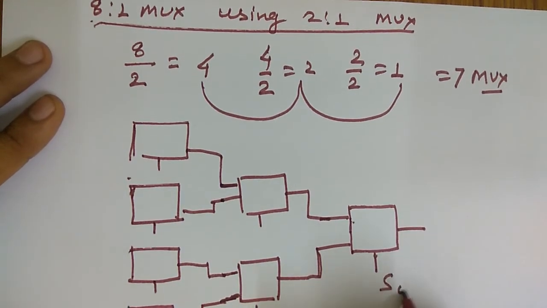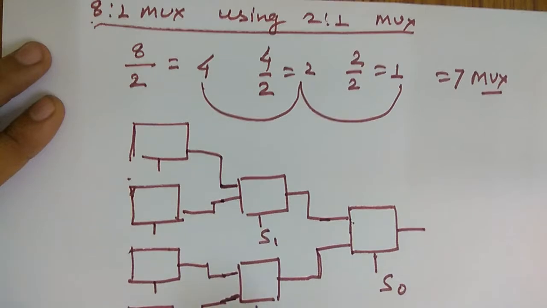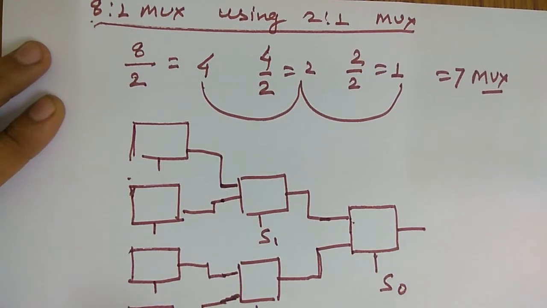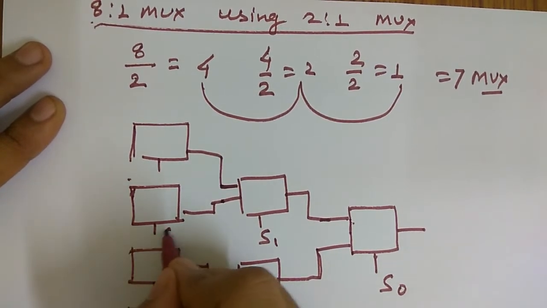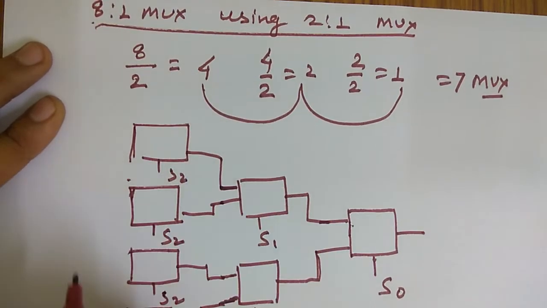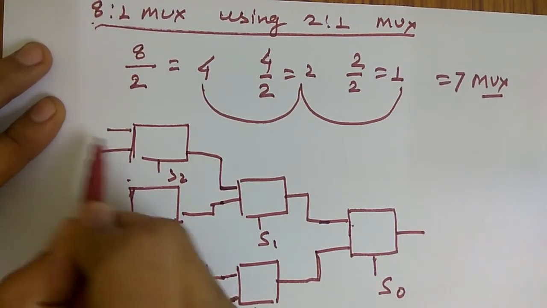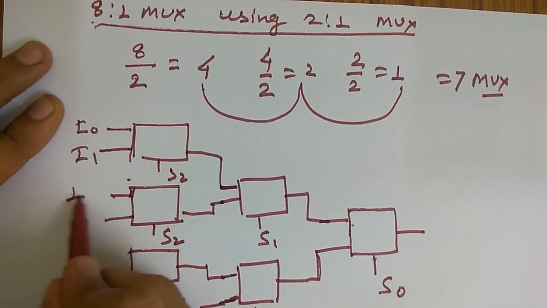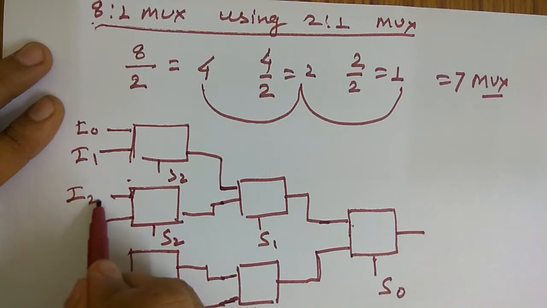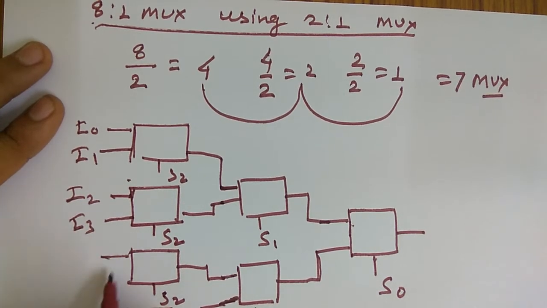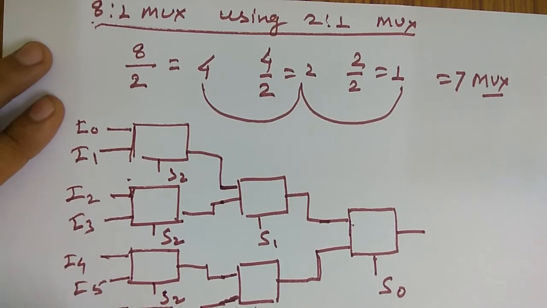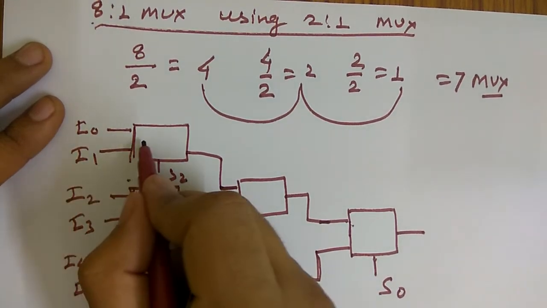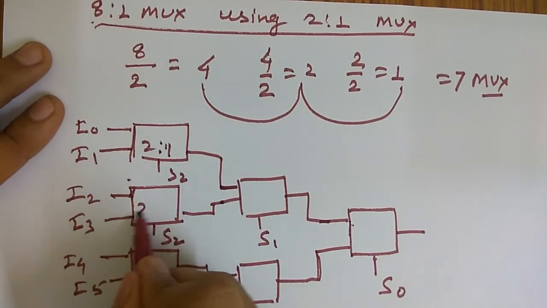Suppose this is S0, this is S1, and this is S2, and these will be I0, I1, I2, I3, I4, I5, I6, I7. So these all are 2 raised to 1 mux.